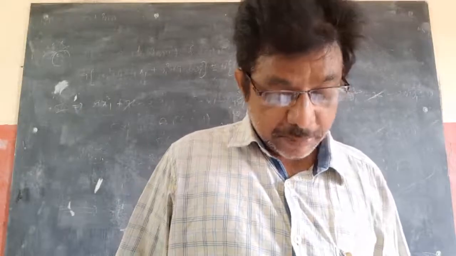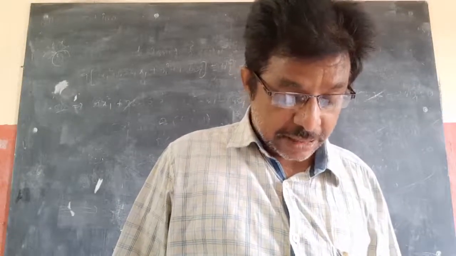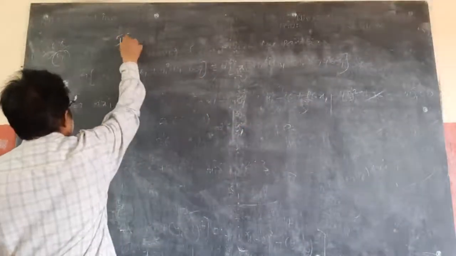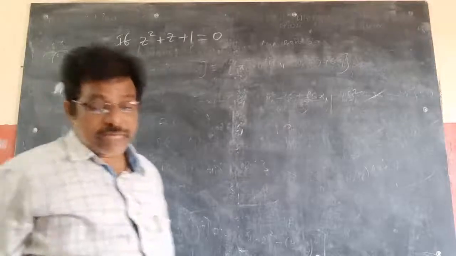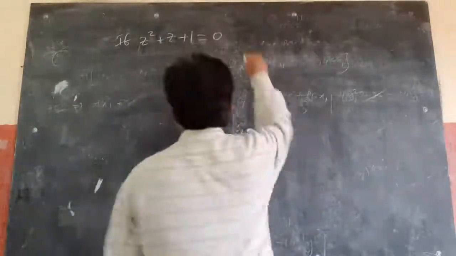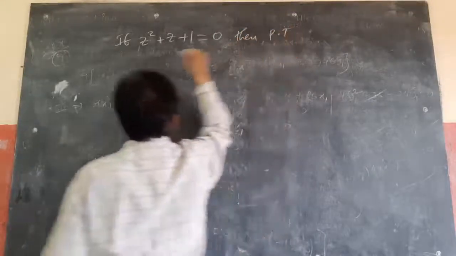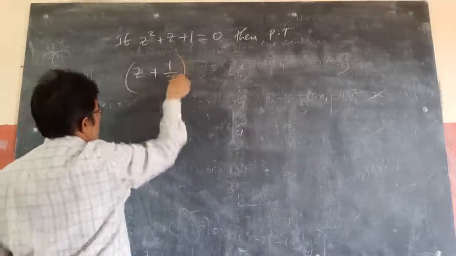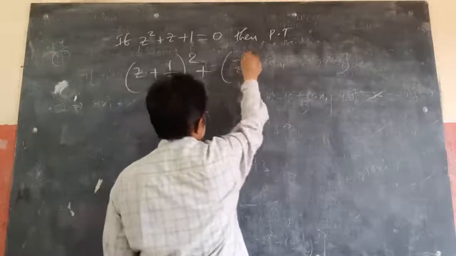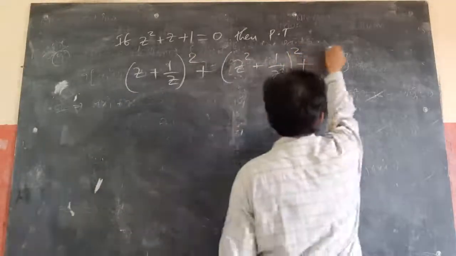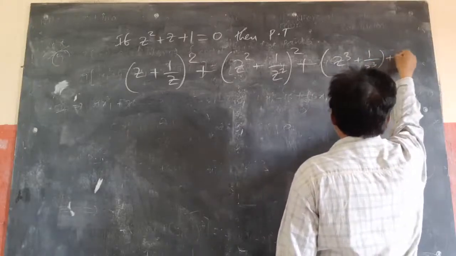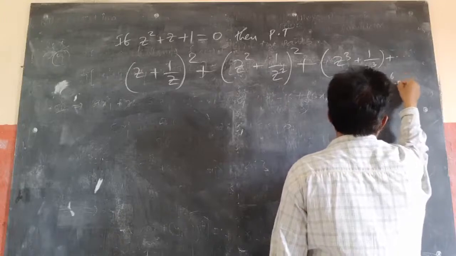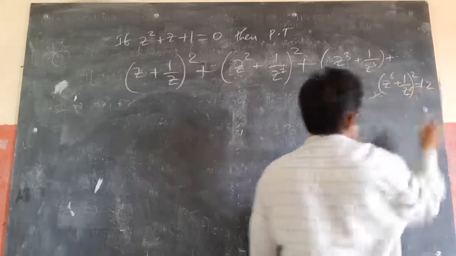If z square plus z plus 1 equal to 0, where z is a complex number, then prove that (z plus 1 by z) whole square plus (z square plus 1 by z square) whole square plus (z cube plus 1 by z cube) whole square, and so on, up to (z power 6 plus 1 by z power 6) whole square, equal to 12.